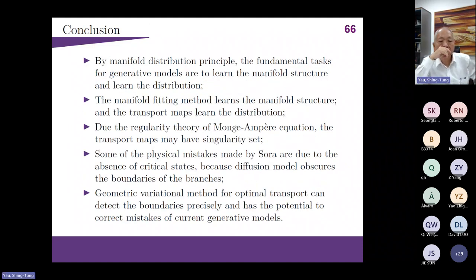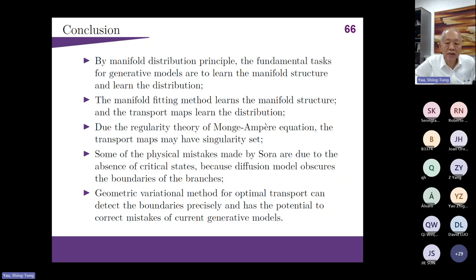So, conclusion: by the manifold distribution principle, the fundamental tasks for generative models are to learn the manifold structure and learn the distribution. The manifold fitting method learns the manifold structure, and the transport maps learn the distribution. Due to the regularity theory of the Monge-Ampère equation, the transport map may have a singularity set.